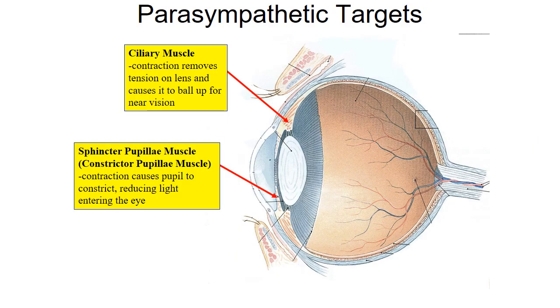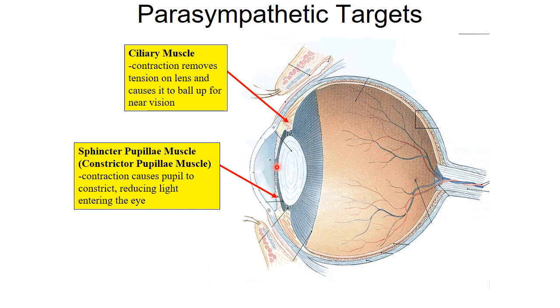And here they are. We got 2 targets. We've got the sphincter pupillae muscle, which is within the iris, and we've got the ciliary muscle right here. Sphincter pupillae muscle is basically the muscle, when it contracts, it's going to reduce the diameter of the pupil. Okay, so basically it's a sphincter muscle that goes all the way around.